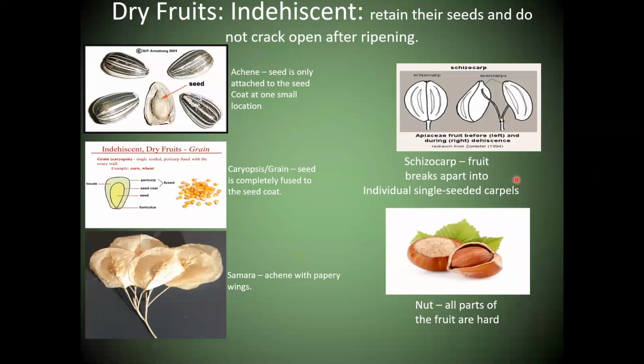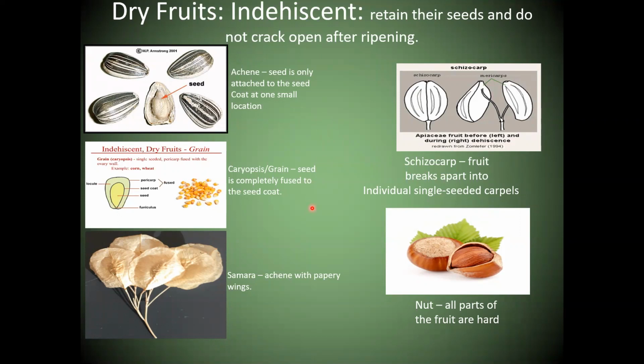It's a berry. Now, talking of dry fruits, right? First the indehiscent type, which retain their seeds and do not completely crack open after the seed becomes mature, right? There are several types I'm going through. Achene is where the seed is attached to the seed coat only at a very small point location. In contrast, grain is the opposite, where the seed is completely attached to the seed coat.